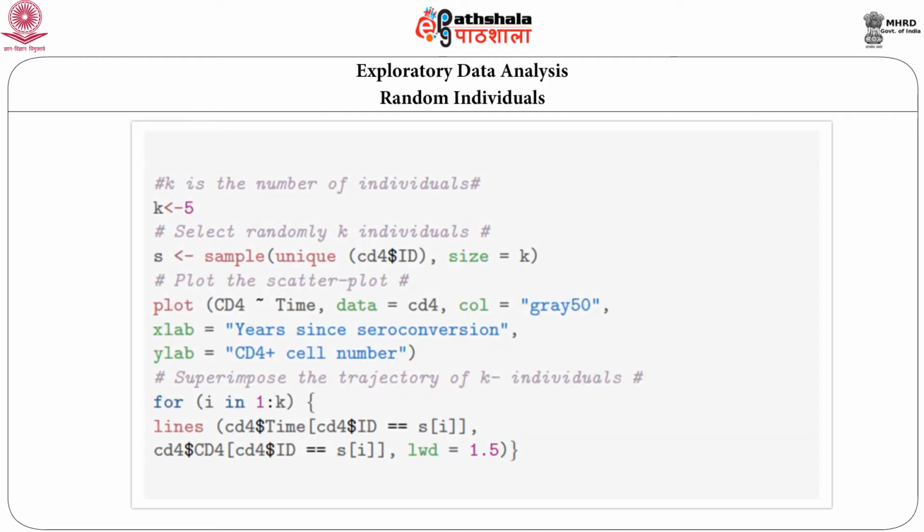A better way can be to plot randomly a few individuals. So here is the plot. In the previous slide, this is the command to draw the plot. What we can do is specify the number of individuals. Say k is the number of individuals and I have specified it to 5. Then I have chosen k random samples from the CD4 data, so that's k individuals, and have plotted the entire data. On that entire data, I have superimposed the k individuals' trajectories.